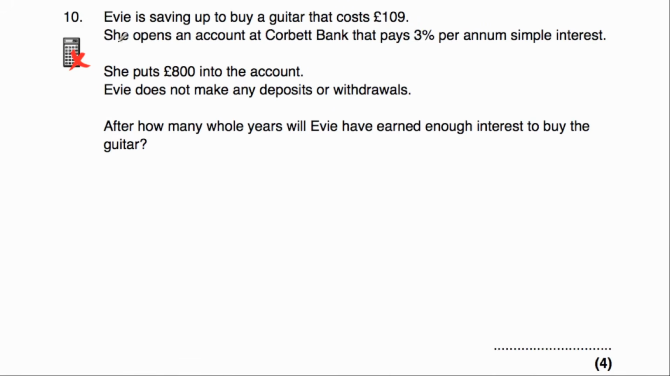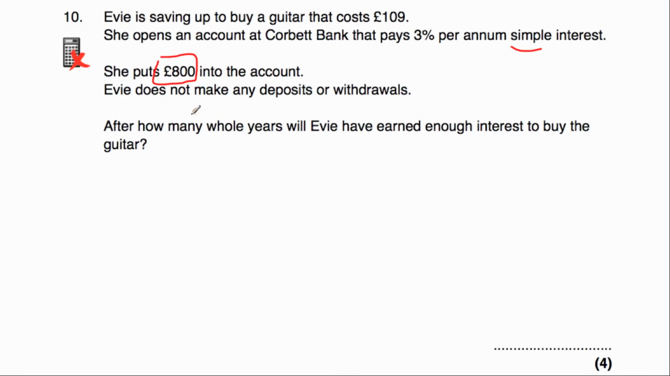Okay, so question 10 is a non-calculator question. It says Evie is saving up to buy a guitar that costs £109. She opens an account at Corbettmaths that pays 3% per annum simple interest. So simple interest. She puts £800 into the account and she does not make any deposits or withdrawals.